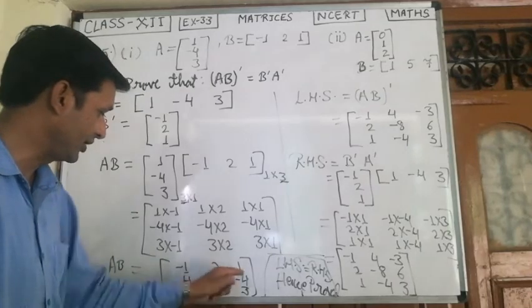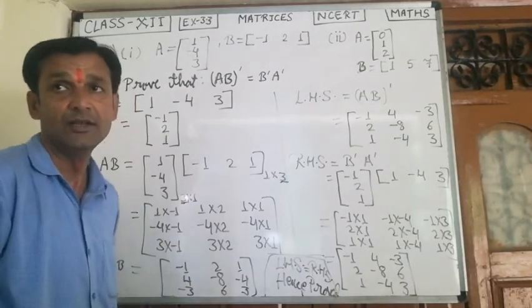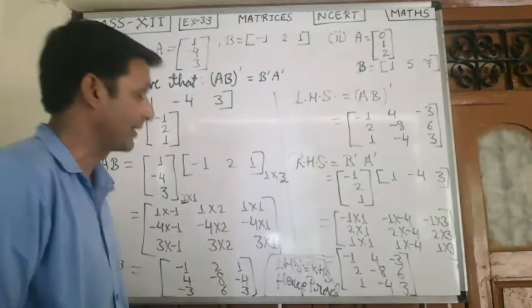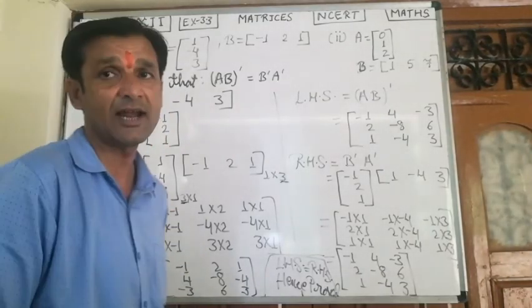So it is 1, 2, 3, and it is also 1, 2, 3. This you have to always remember. Now we will start the second question.